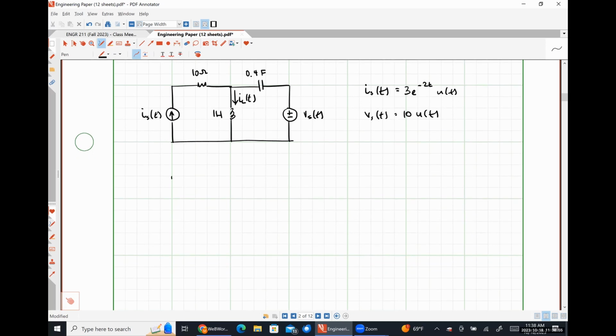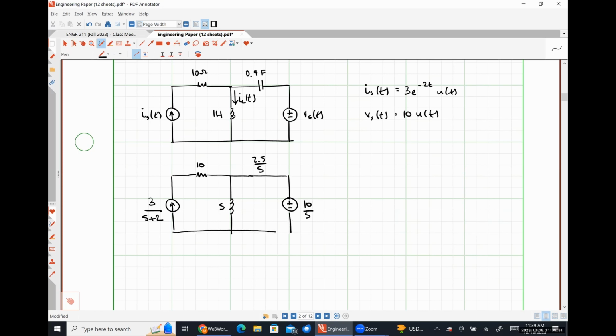In the S domain, then we would have 3 over S plus 2, 10 over S, 10 over 4 would be 2.5 over S, ten over S, IL of S. All right, so before we take a crack at this thing, is this S domain representation correct?